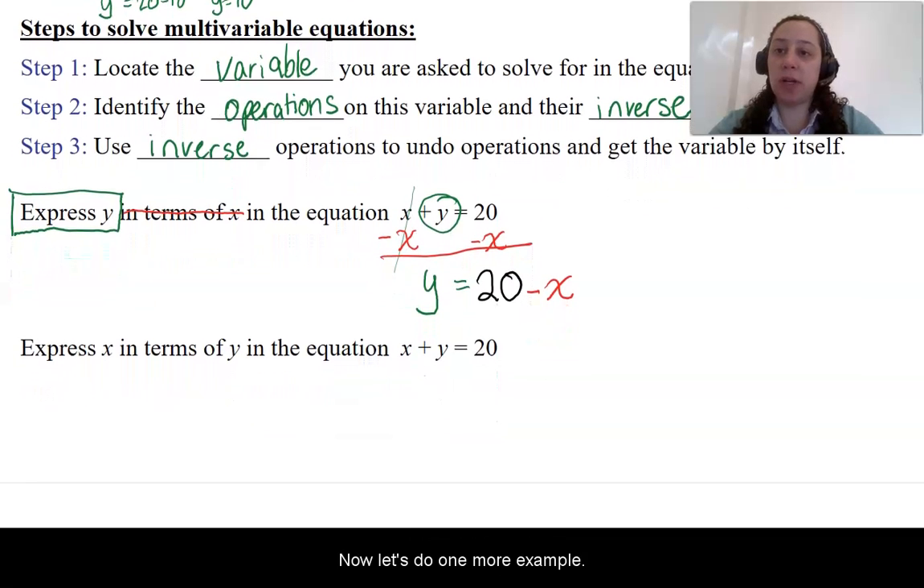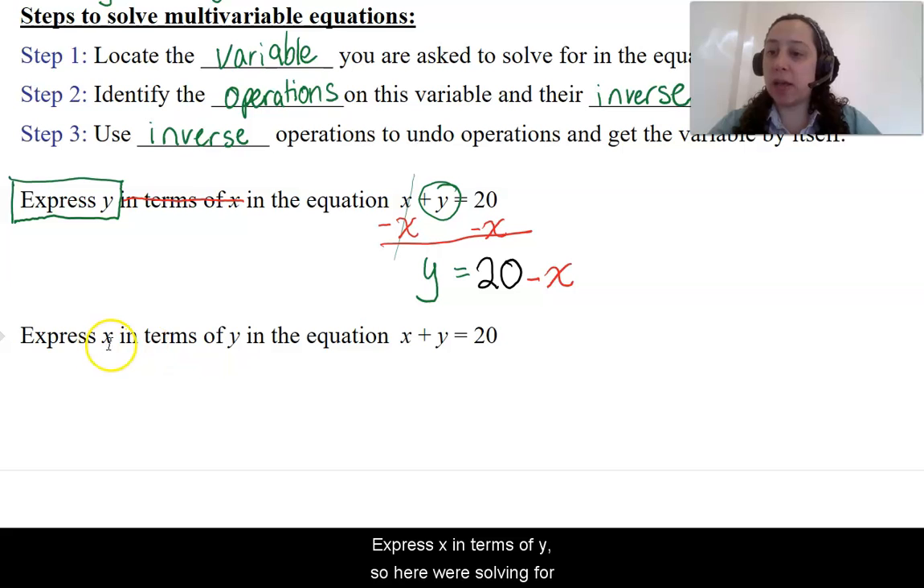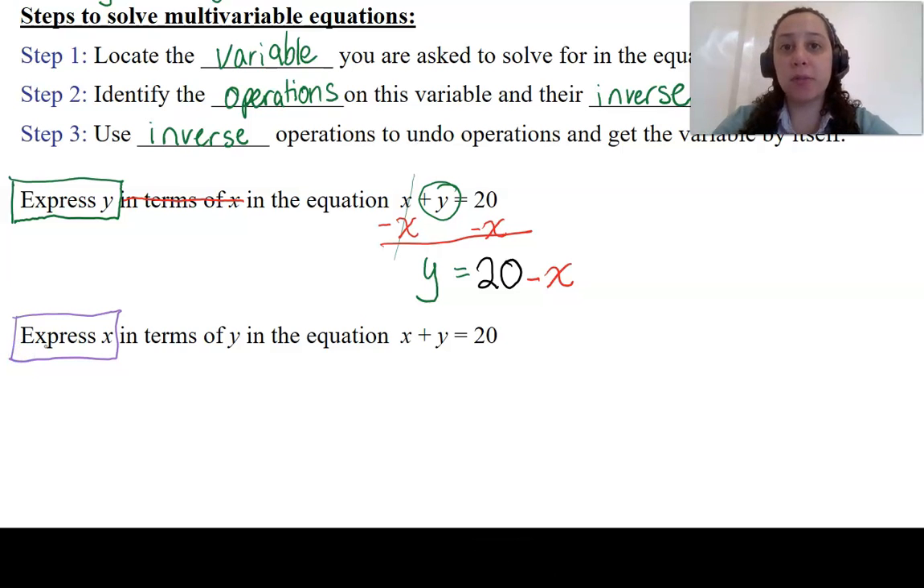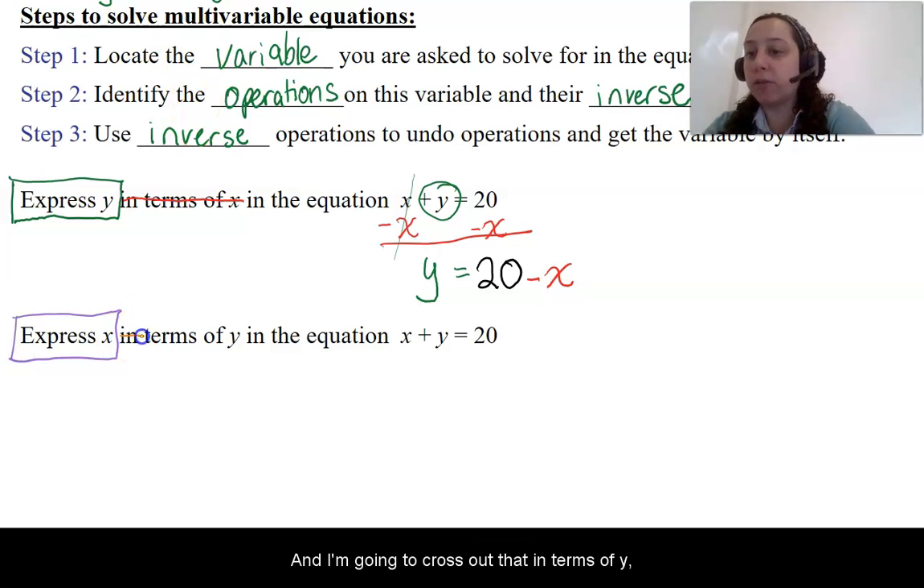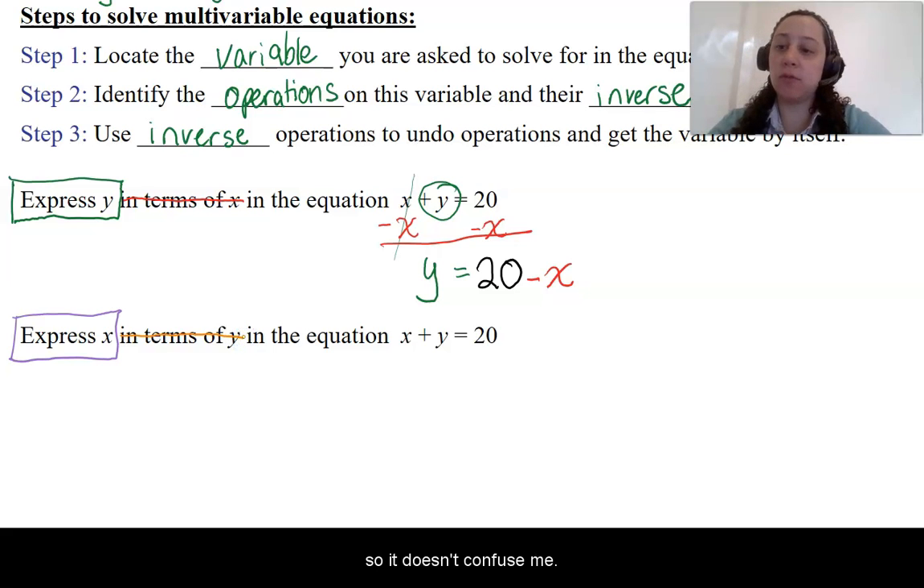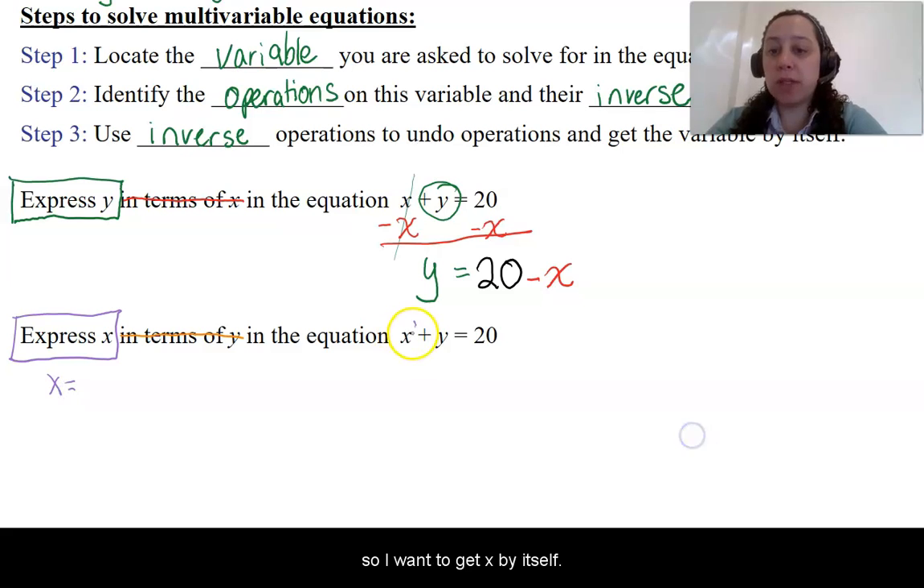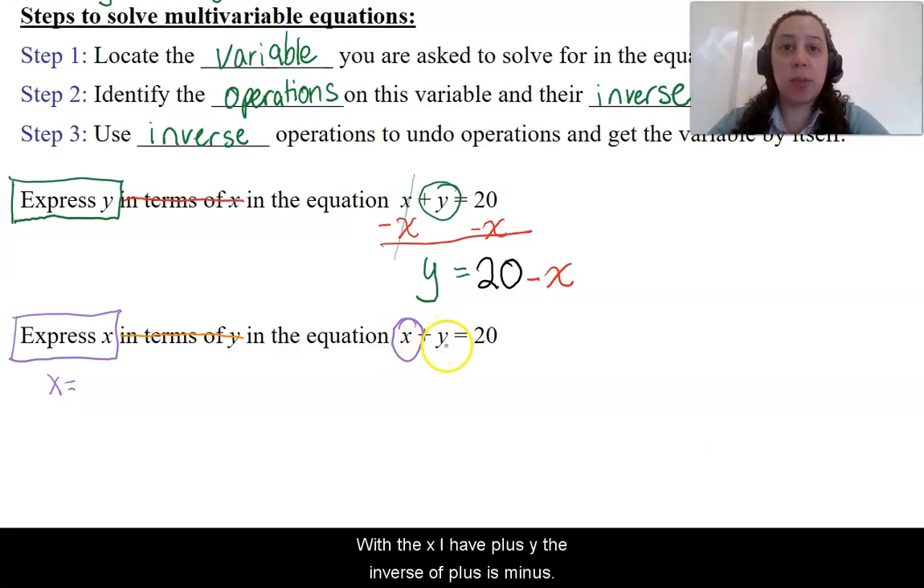Now let's do one more example. Express x in terms of y. So here, we're solving for x, and I'm going to cross out that "in terms of y" so it doesn't confuse me. I need to have x equals at the end. So I want to get x by itself. With the x, I have plus y.